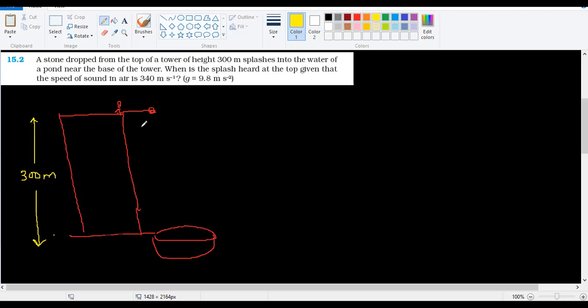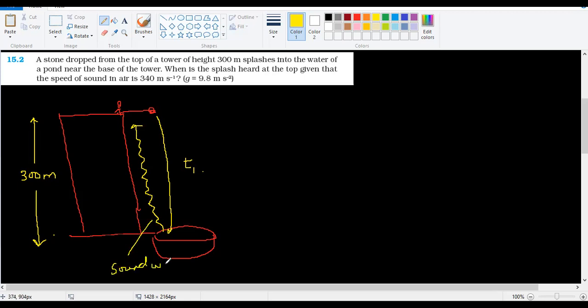Stone dropped from 300-meter height splashes into the water of a pond near the base of the tower. When is the splash heard here? So we have to calculate the time taken for the stone to reach here. That I'm going to take as time t1, and then the sound wave has to travel back over here. So it's going to hit the water, and then you are going to see the sound wave traveling in this direction. Do you agree?